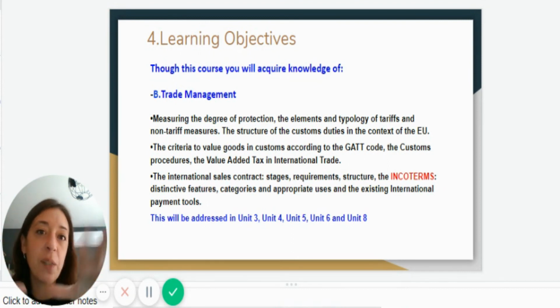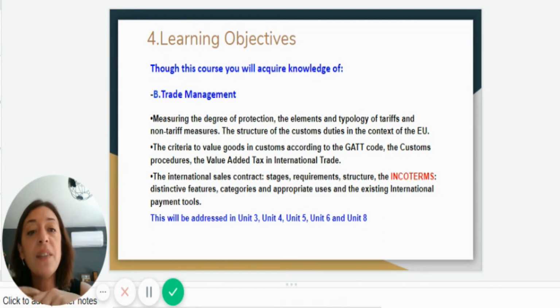So all these aspects will be addressed in the remaining units of the course, so Units 3, 4, 5, 6, and 8.